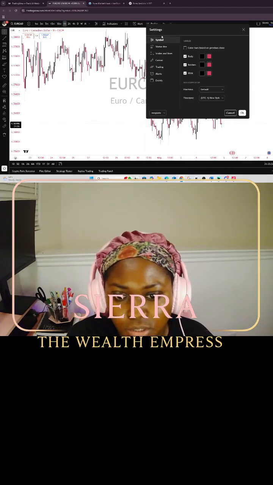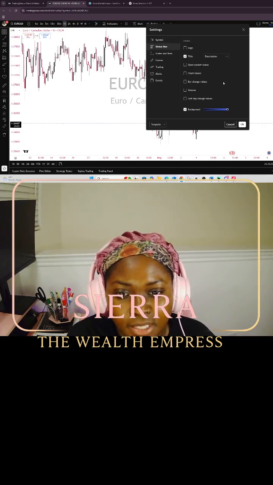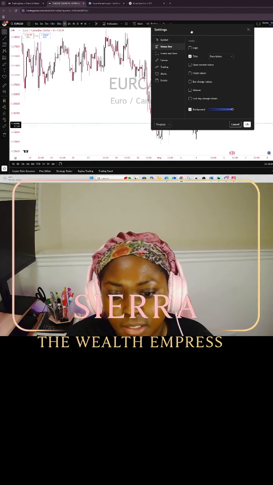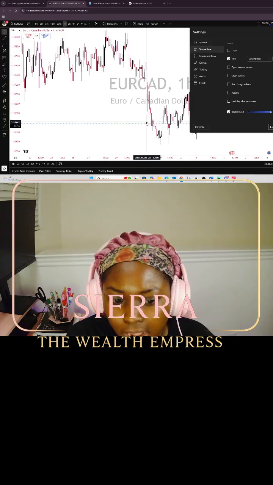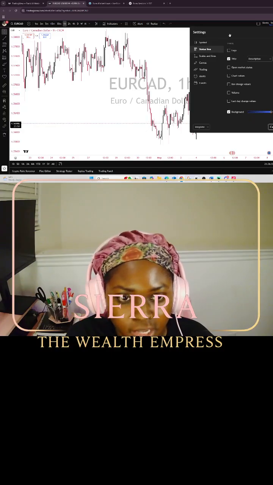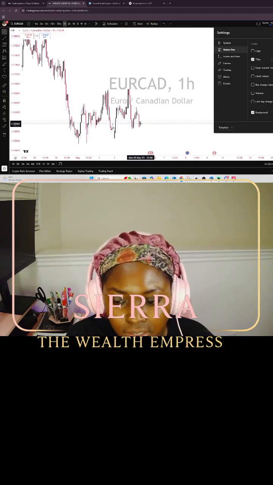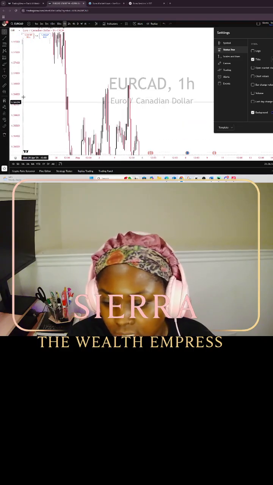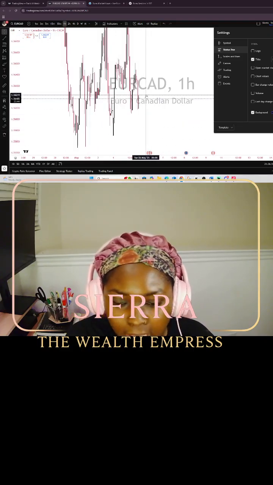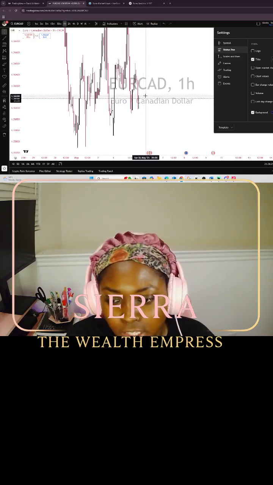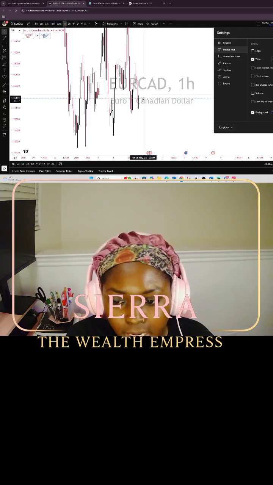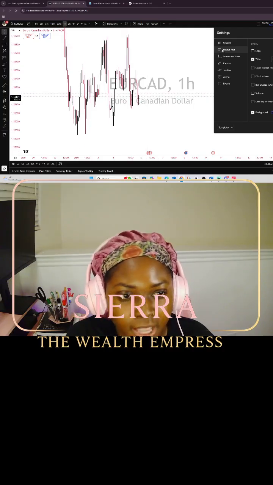What else? This is how you change your colors. Symbol. Okay. Status line. Status line are these two lines right here. These are the only two that I have open. This is just where price is, right? This blue line is where price is. And then this red line is spread. So if you enter a trade, it's going to enter you up here at this red line and not this blue line. That's spread.